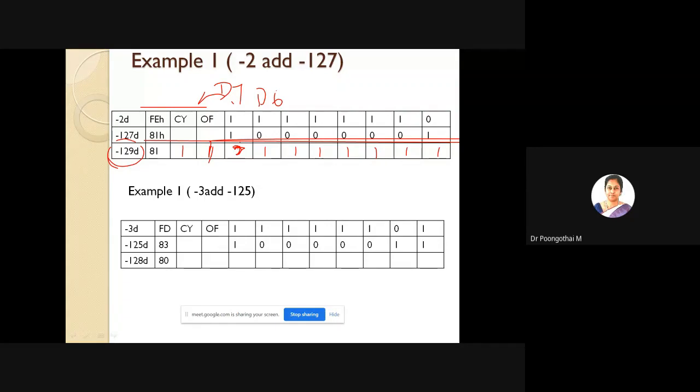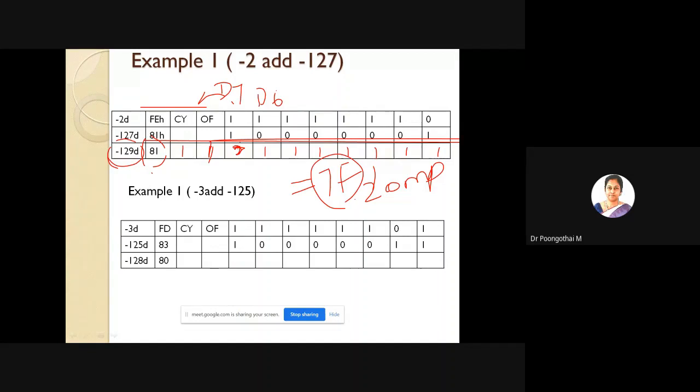So what is the answer here? After adding these two numbers, your answer is 7F according to the hexadecimal addition. But we have to get 81, because the hexadecimal value for minus 127 is 81. But we are getting 7F. So the overflow flag is set to 1 to indicate that your result is exceeded. We have to adjust this value because the result is in 2's complement form. So adjustment is needed for this particular answer.